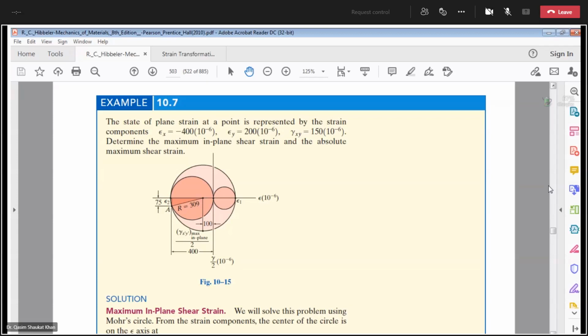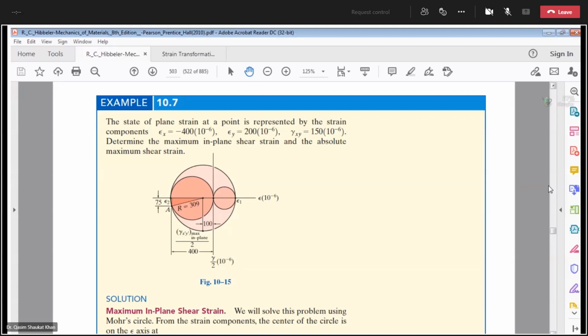Epsilon x is minus 400 microstrains. Epsilon y is 200 microstrains, and gamma xy is 150 microstrains. The question is we have to determine the maximum in-plane shear strain and the absolute maximum shear strain.